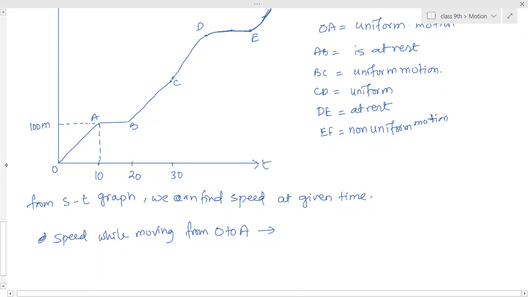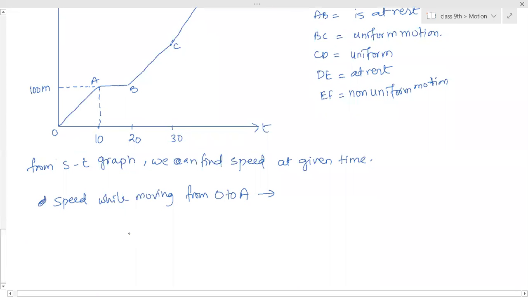So what is the speed? When the object is moving with uniform motion, speed is equal to distance by time, V is equal to S by T. In 10 seconds the distance covered is 100 meters. So 100 divided by 10 seconds. From 0 to 10, 100 meters is covered in 10 seconds, so the speed is 10 meters per second.